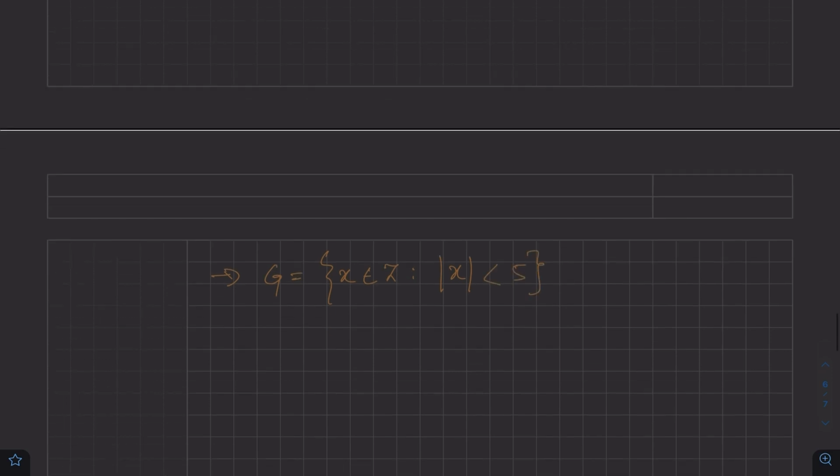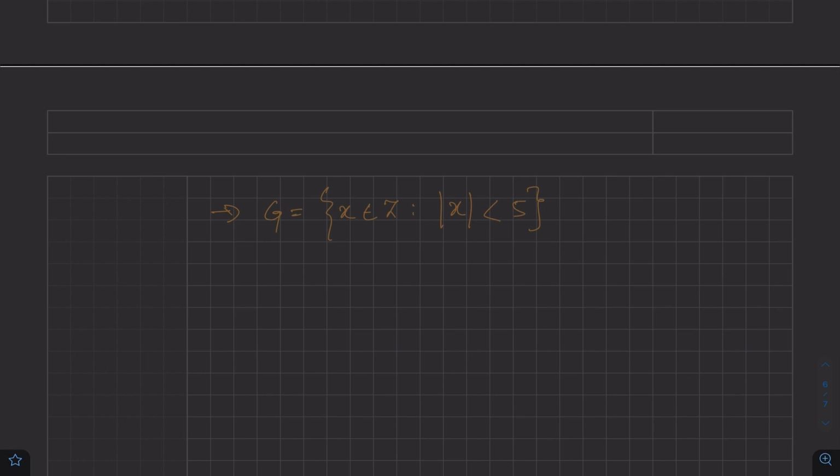Let's take another example. Let's say set G is a set of all x which belongs to the integers and which satisfies the condition where the absolute value of x is less than 5. Let's talk about this notation for absolute value briefly before solving the problem. While denoting any number, you have two things: the sign, which can be positive or negative, and the magnitude of the number, or the value of the number.